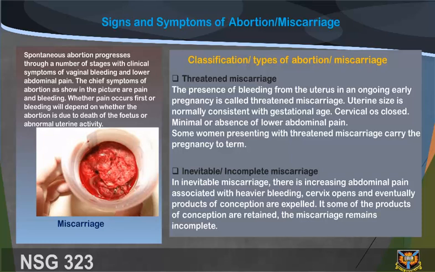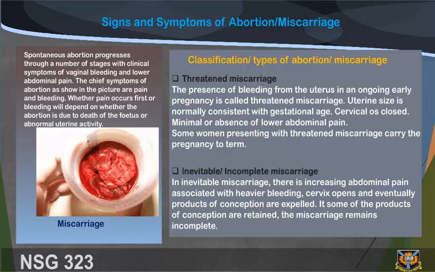Classification: types of abortion or miscarriage. Threatened miscarriage: the presence of bleeding from the uterus in an ongoing early pregnancy is called threatened miscarriage. Uterine size is normally consistent with gestational age. Cervical os closed. Minimal or absence of lower abdominal pain. Some women presenting with threatened miscarriage carry the pregnancy to term.